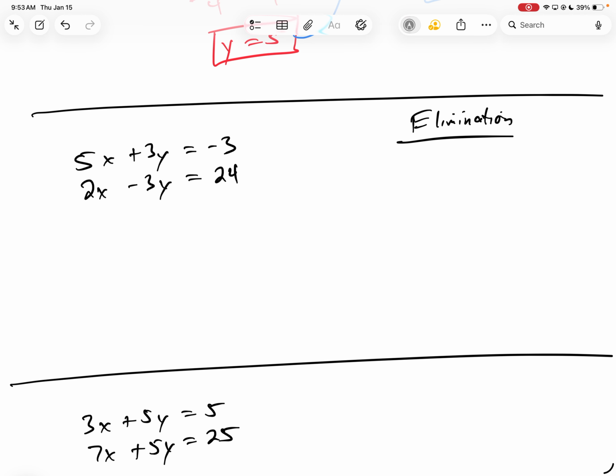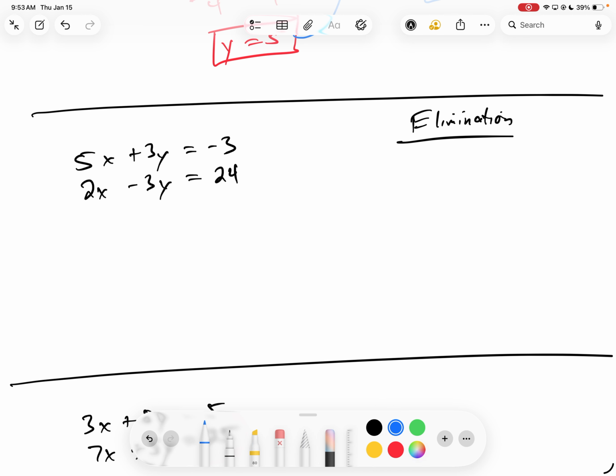So the elimination method or the addition method, what we are going to do is add up the equations and see if something cancels out for us. So on this first one, we're just going to add these up. 5x plus 2x is 7x. And then 3y plus negative 3y, those cancel out, right?